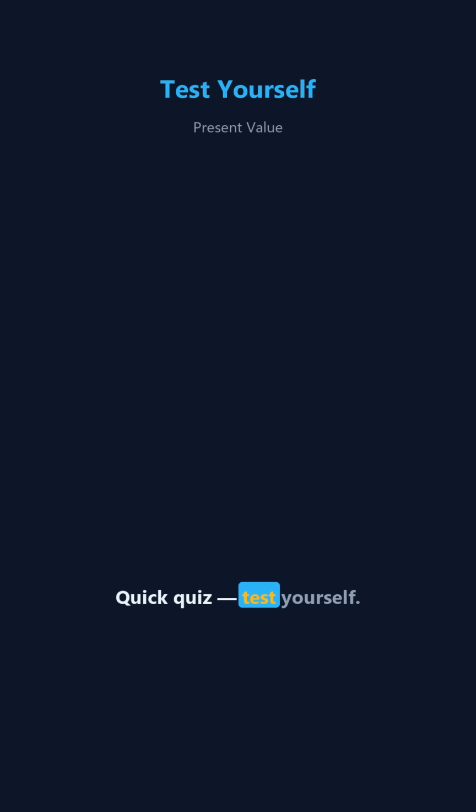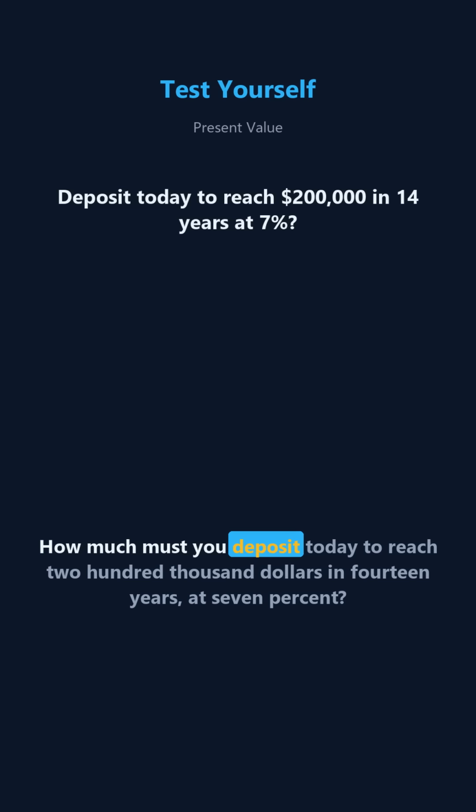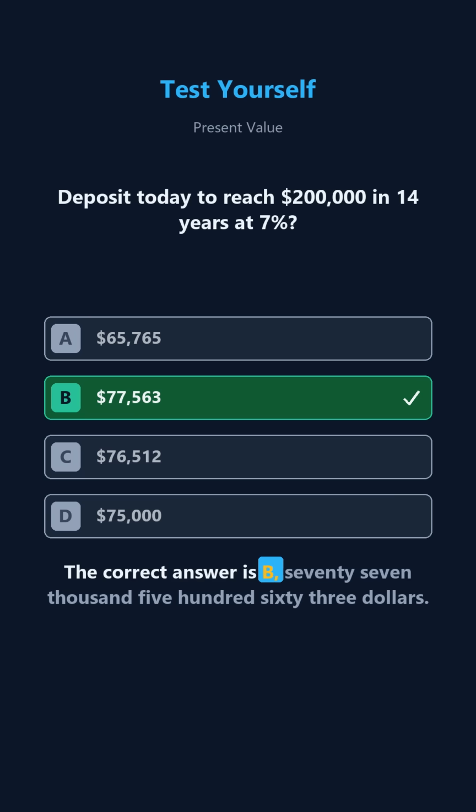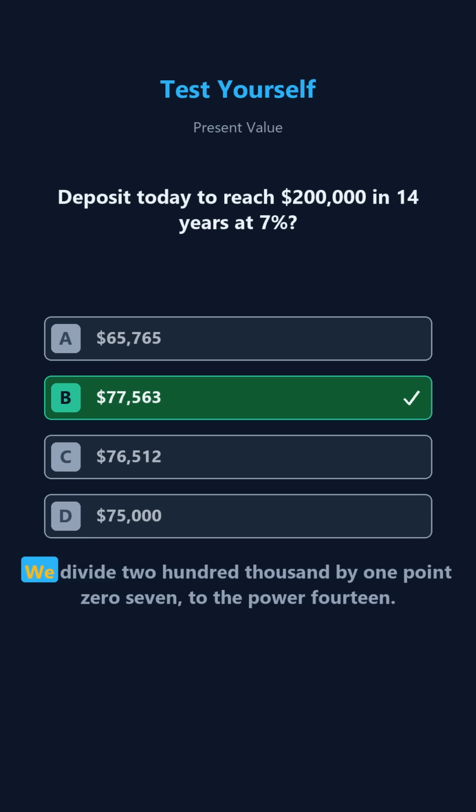Quick quiz, test yourself. How much must you deposit today to reach $200,000 in 14 years at 7%? Here are your 4 options. Pause the video and solve it now. The correct answer is B, $77,563. We divide 200,000 by 1.07 to the power 14.